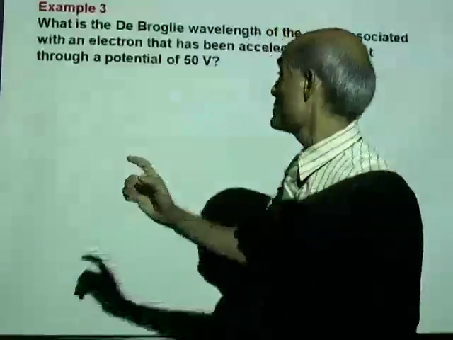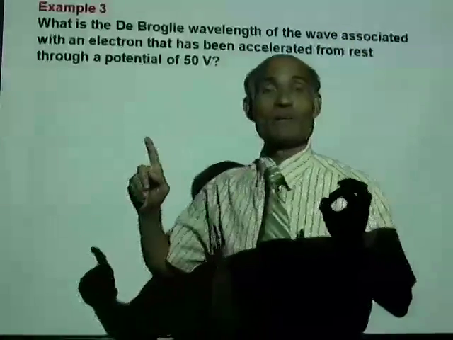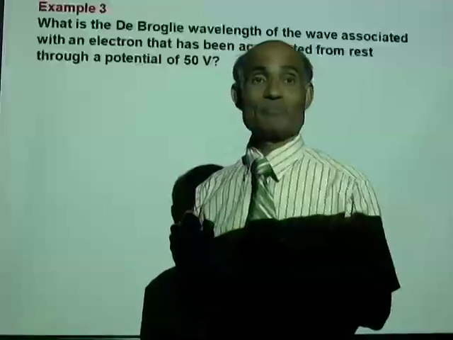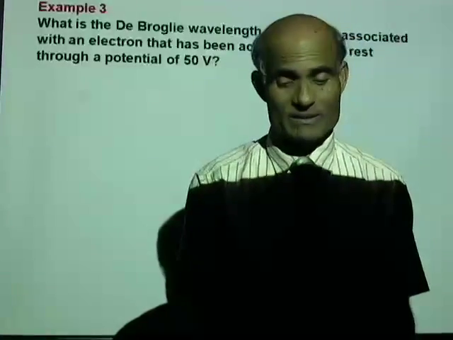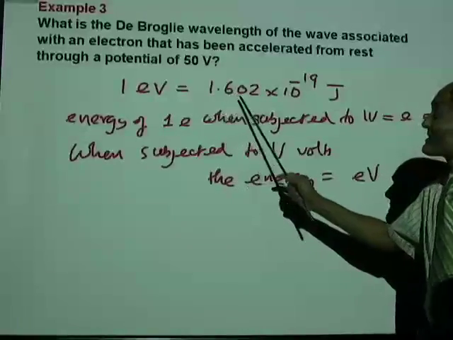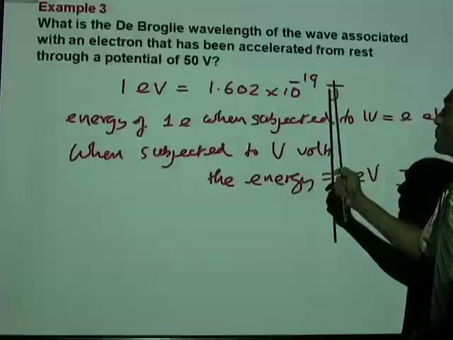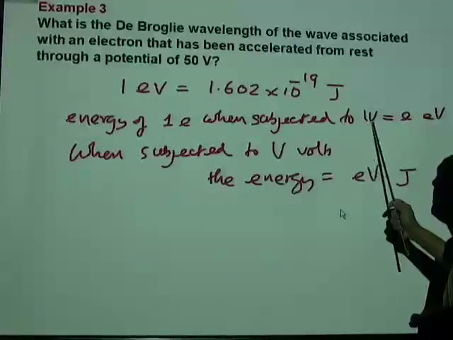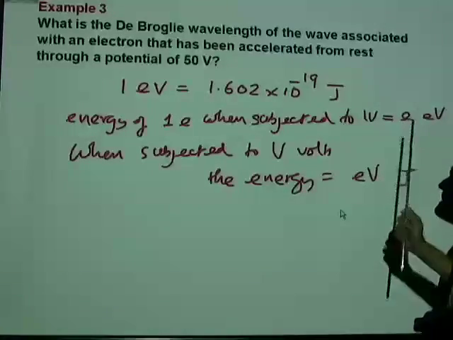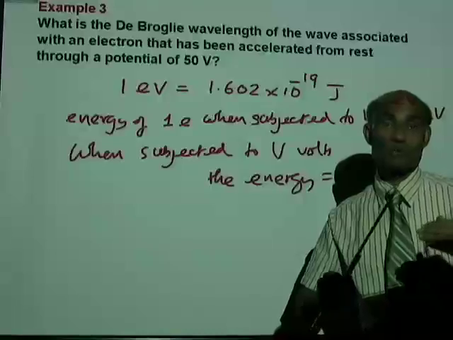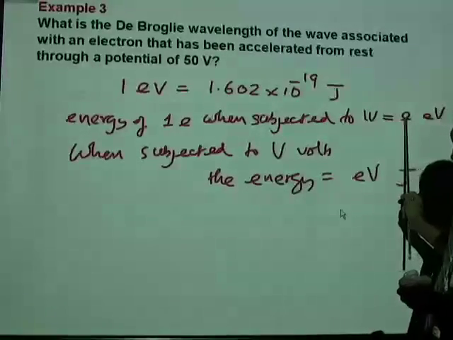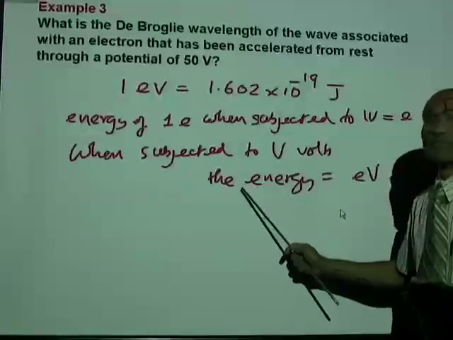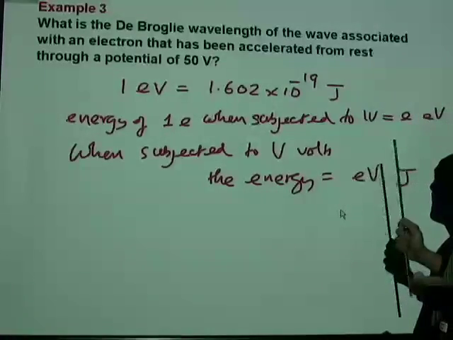That means if you subject an electron to 50 volts, the energy it will acquire will be the charge of the electron multiplied by the voltage. Is that clear? Well, 1 electron volt is 1.602 times 10 to the negative 19 joules. And this is the energy of 1 electron, e, when subjected to 1 volt. When 1 electron is subjected to a potential difference of 1 volt, the energy it acquires is e electron volt. Therefore, if an electron is subjected to a potential difference of V volts, the kinetic energy it will acquire will be e times V joules.